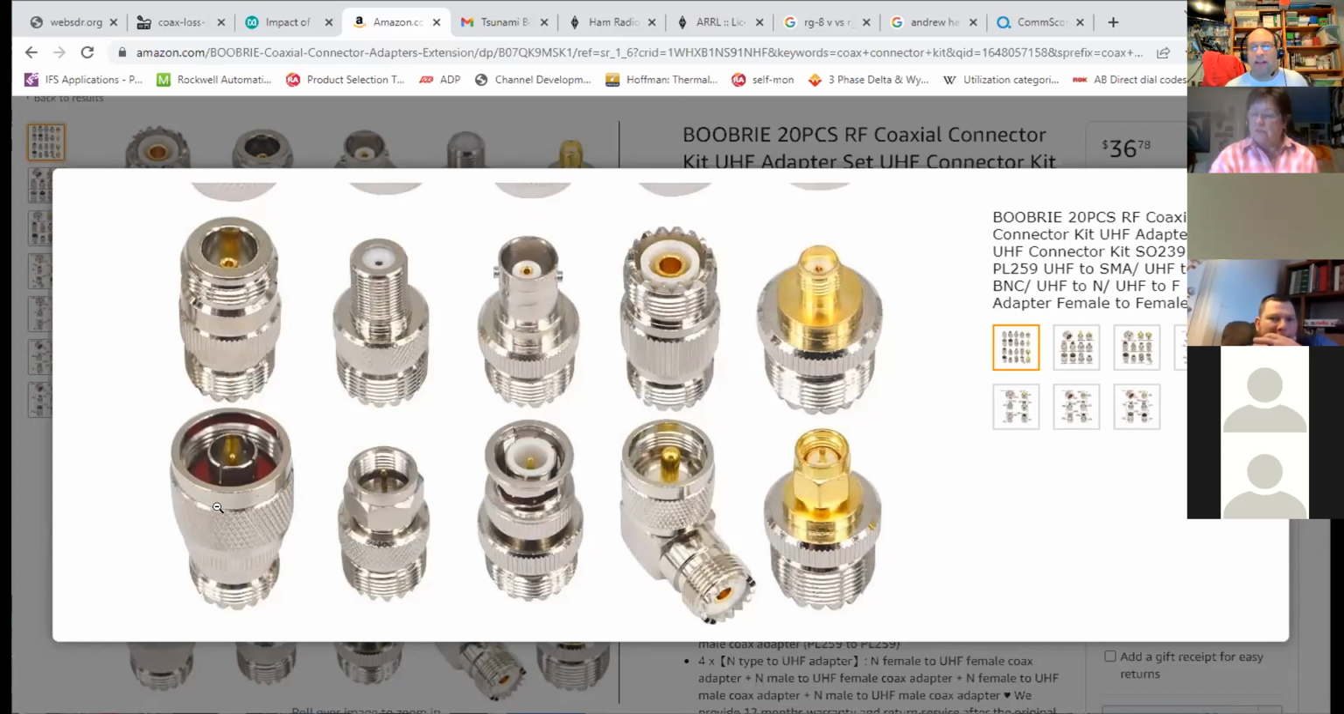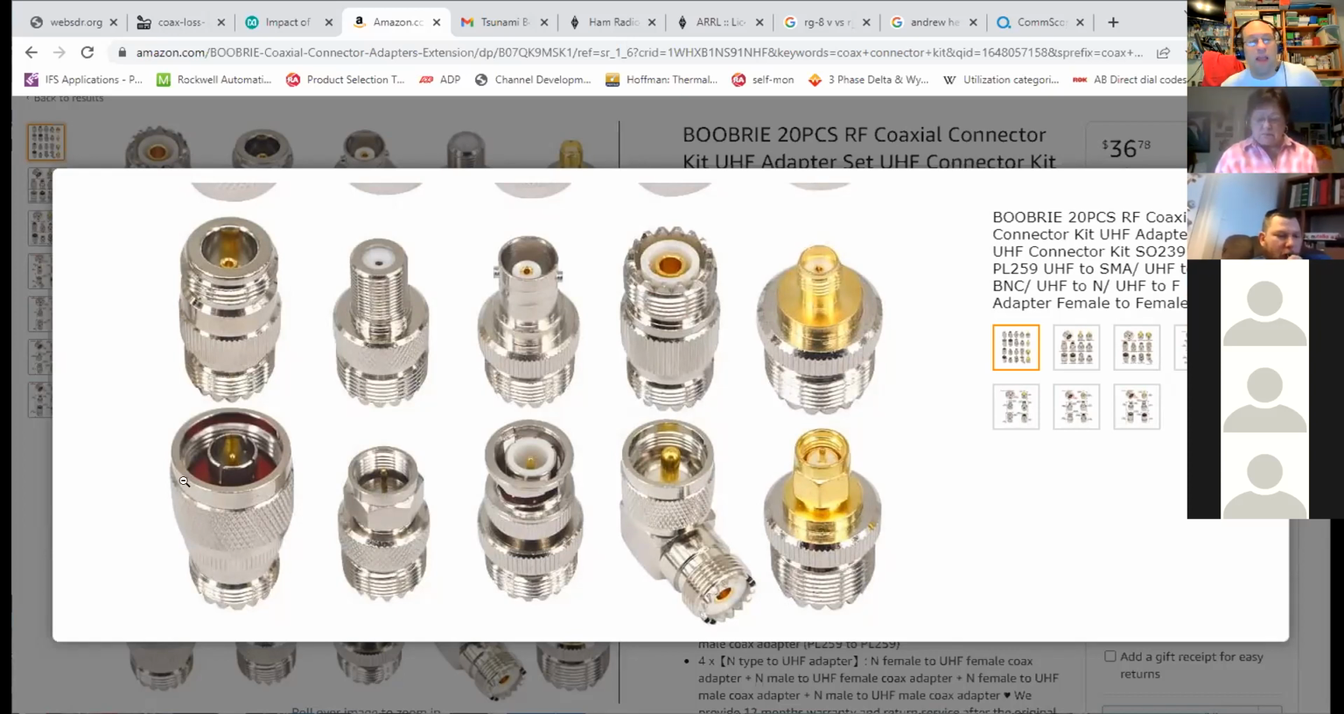And so basically the N connector is really, really good for high power levels and for UHF and above, all the way into the microwaves. Cell phones. Yeah, exactly. If you deal with anything in the way of microwaves, you'll use those connectors on the left-hand side.